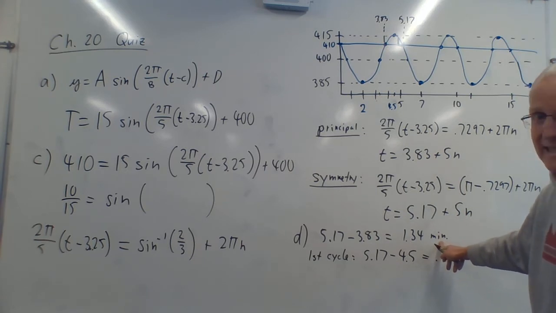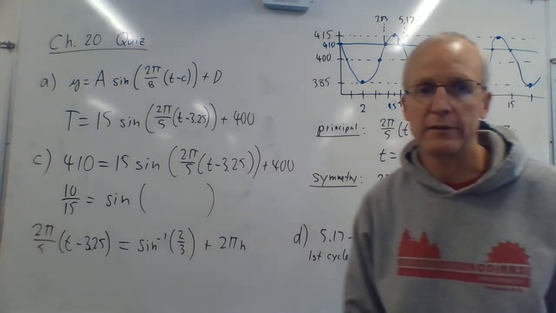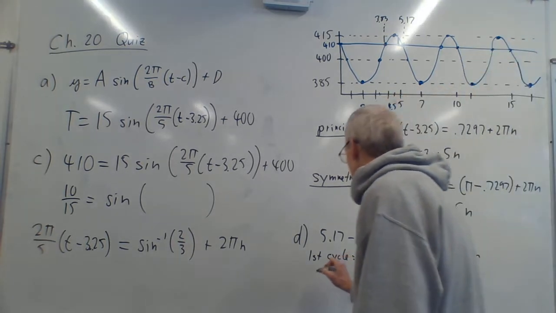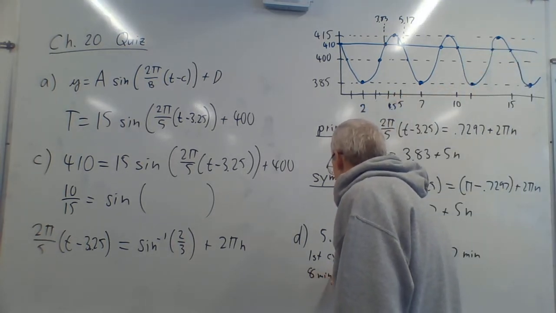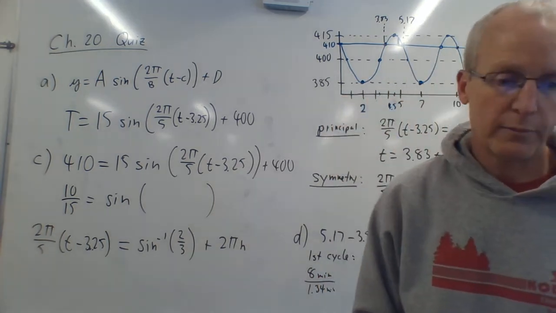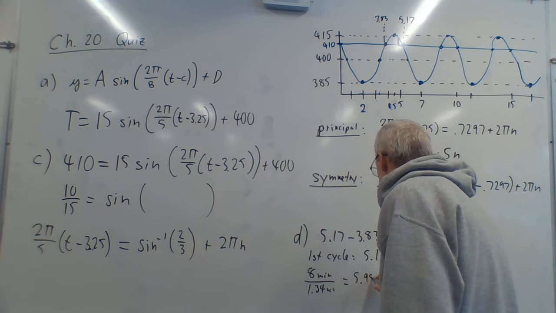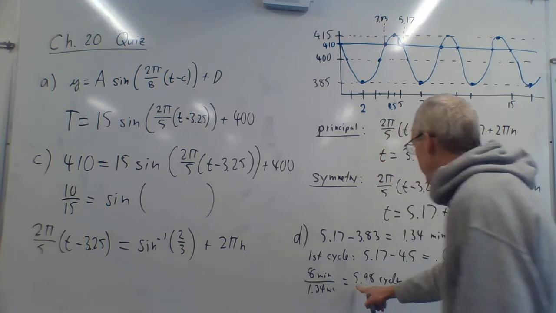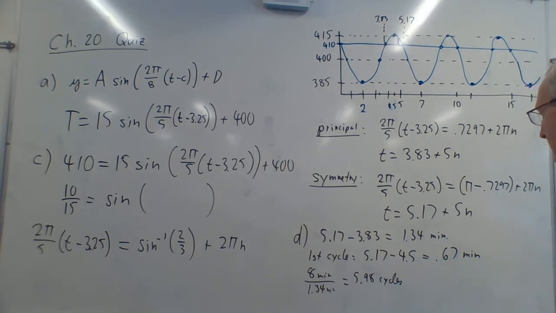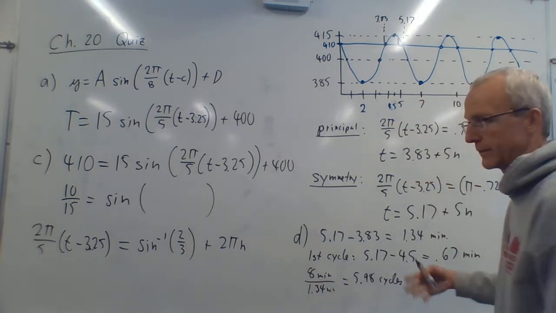We got to get to 8. So let's see. I think we need at least 5 more full cycles, and you can check that. Or we can divide: 8 divided by 1.34. So we take 8 minutes, there's 1.34 minutes per cycle, so 8 divided by 1.34, I got 5.98 cycles. So we need 5 full cycles and a little bit more. Well, I already got 0.67 minutes here, so we got a little bit of a cycle. Probably we're going to need 5 full cycles and a little bit more of the last one.